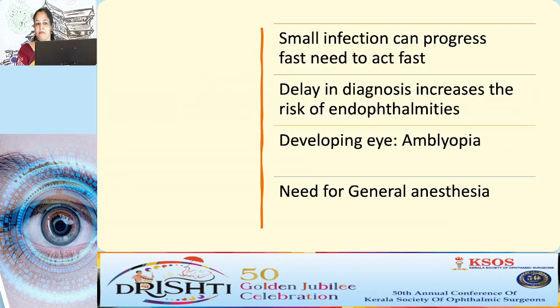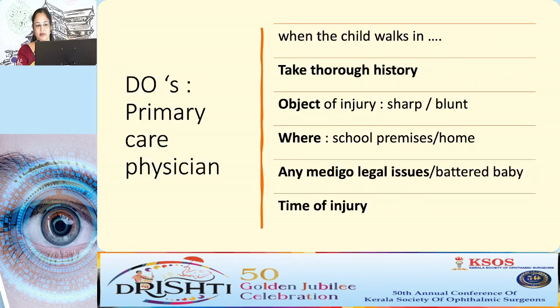In pediatric cases, the thing you should remember is that a small infection can progress fast, and therefore you need to act fast. A delay in diagnosis increases the risk of endophthalmitis, and because the pediatric eye is a developing eye, the chance of amblyopia is even higher. The need for general anesthesia is also one of the factors which will cause a problem for giving first-hand treatment.